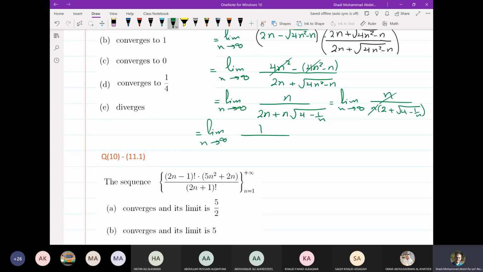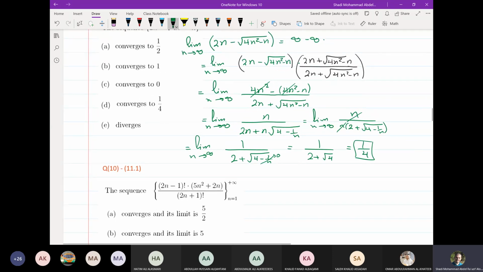So your question becomes limit as n goes to infinity of 1 over 2 plus the root of 4 minus 1 over n, minus 1 over n. As n goes to infinity, 1 over n becomes 0, and this becomes 1 over 2 plus the root of 4. So the answer is 1 over 4.